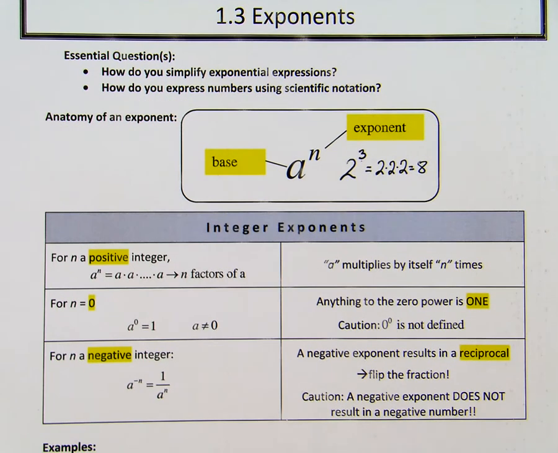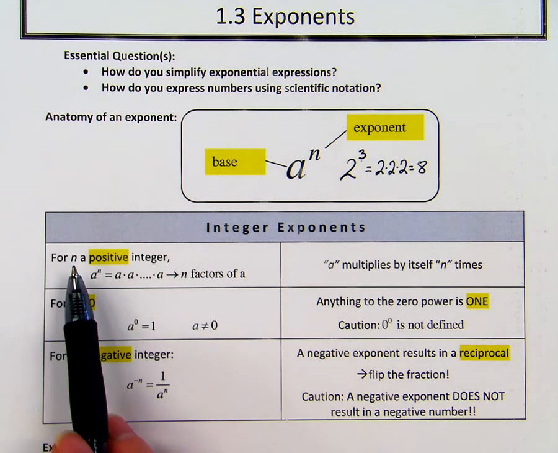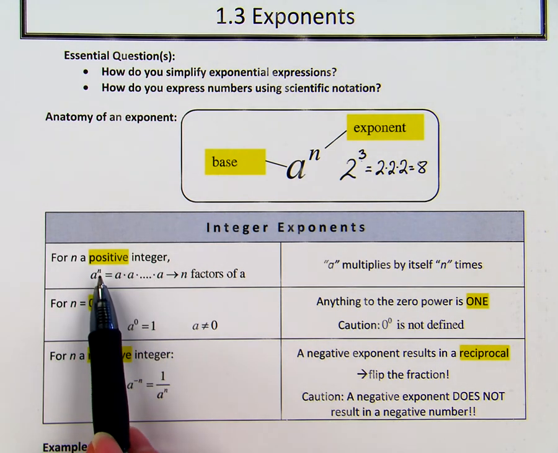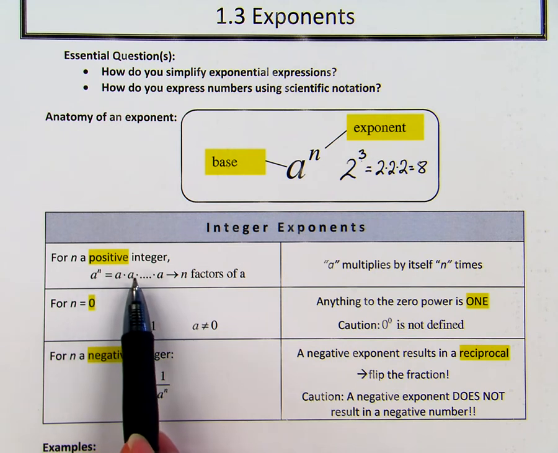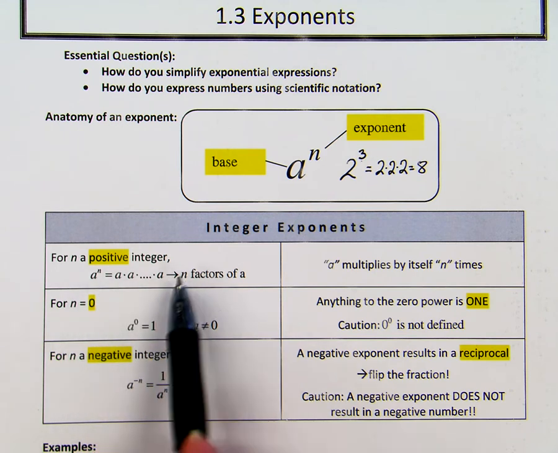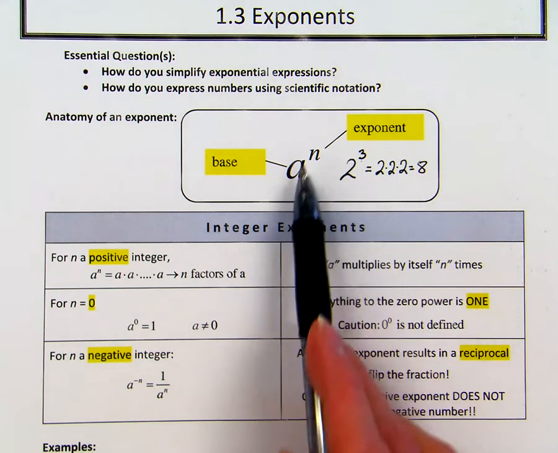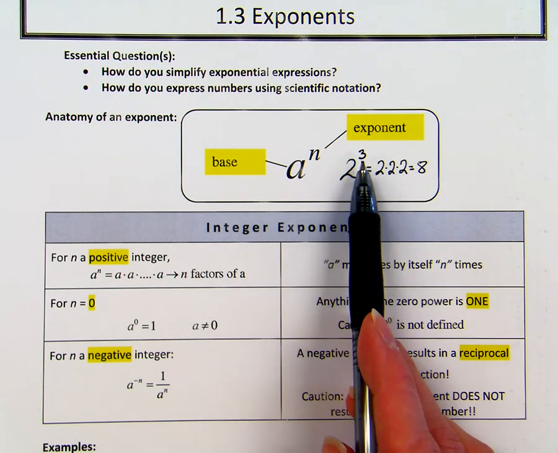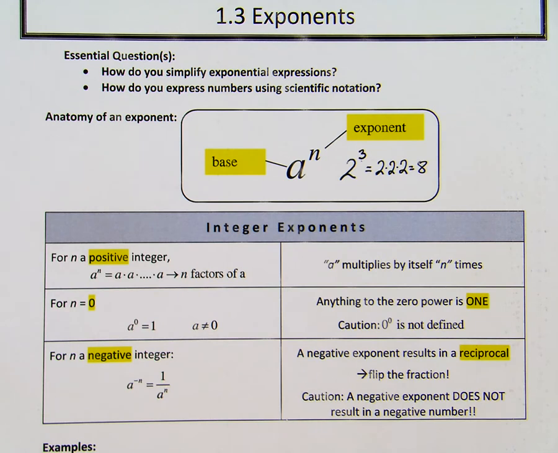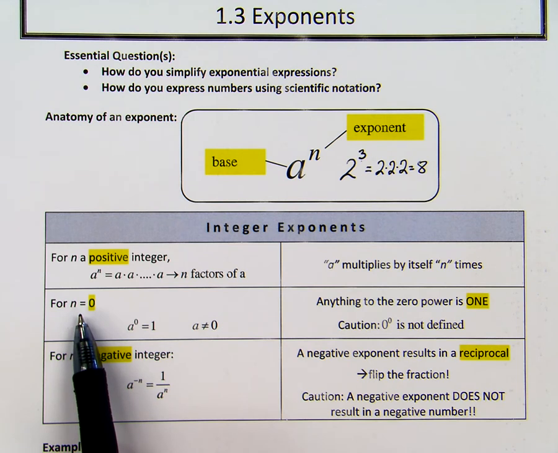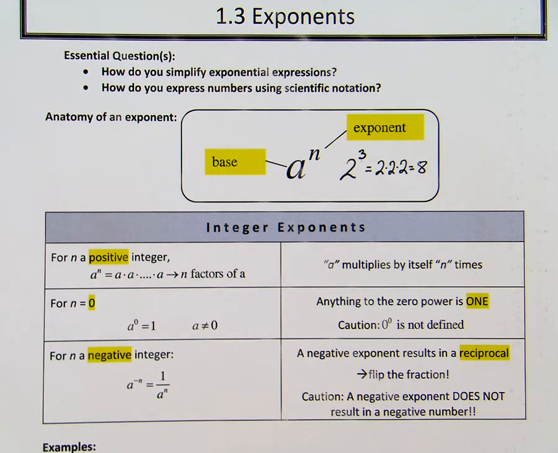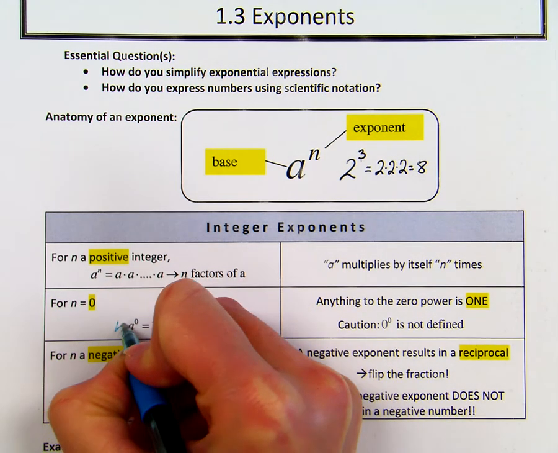Now some basic rules that go along with that idea. Our first one says, for n a positive integer, a raised to the n power tells us that we're taking a multiplied by itself n times. So the same idea of 2 raised to the third power, n is that positive integer, it's the exponent telling us how many times to multiply. Now, if that exponent, that n value, is a 0, something happens that's a little bit different. Zeros in mathematics tend to give us some special cases.